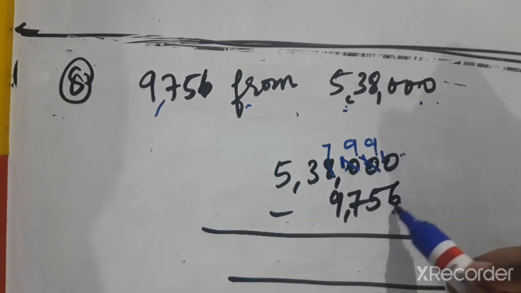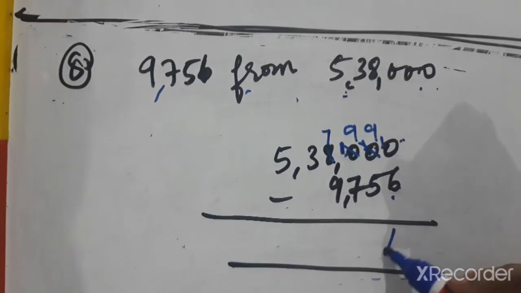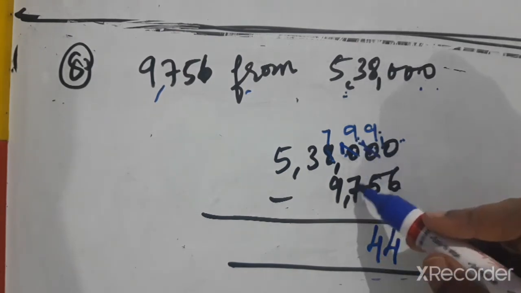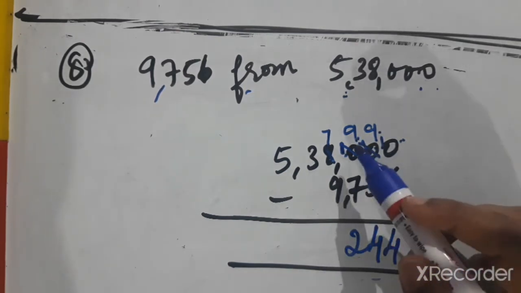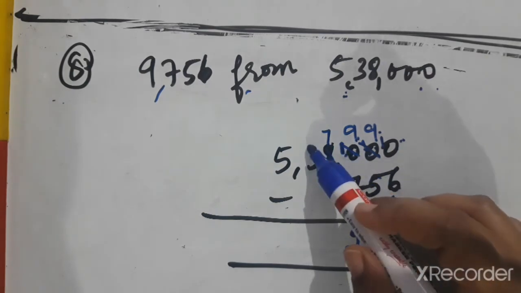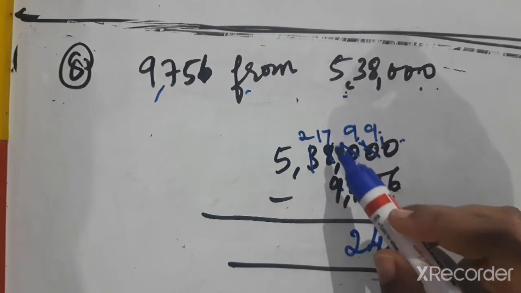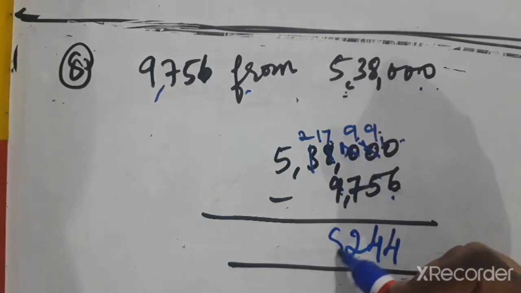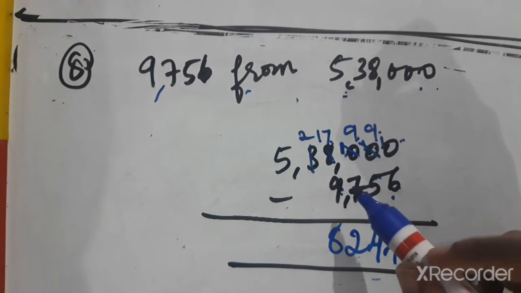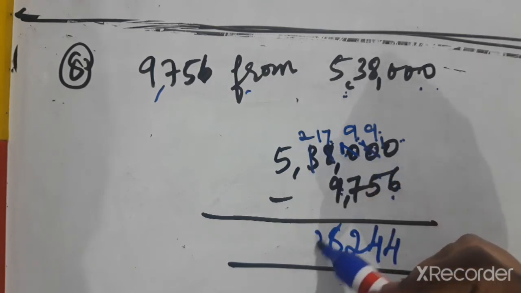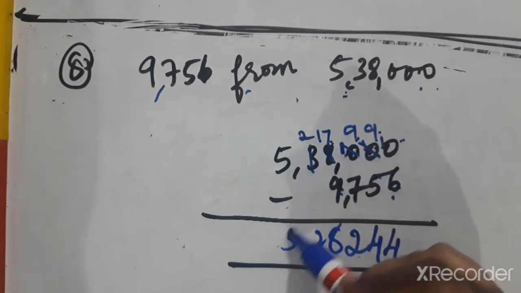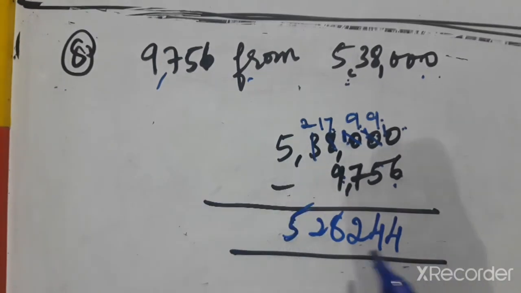Now 10 minus 6 is 4. 9 minus 5 is 4. 9 minus 7 means 2. Then 9. Now 7 minus 9, we can't subtract, borrow 1 from the next number. So here 17 and this will become 2. 17 minus 9 means 8. Now 2 as it is and 5 lakh. Answer is 5,28,244.